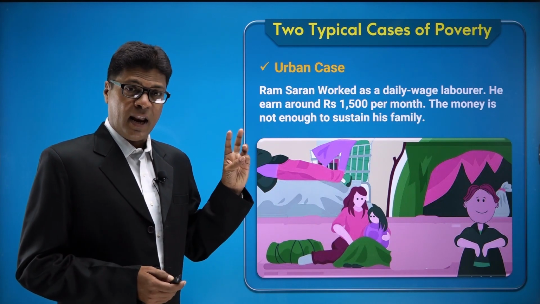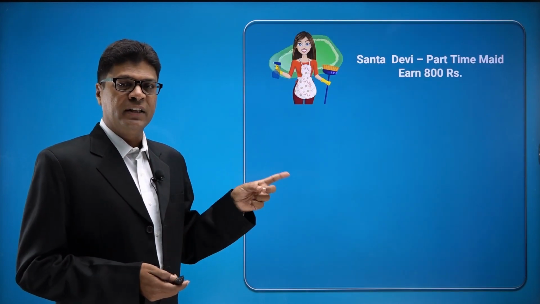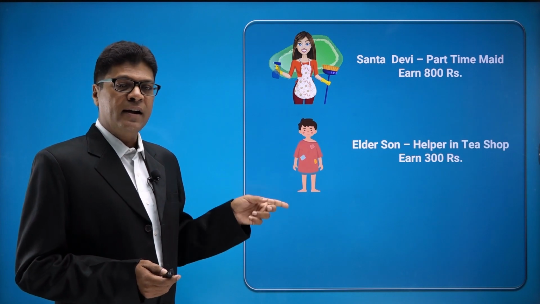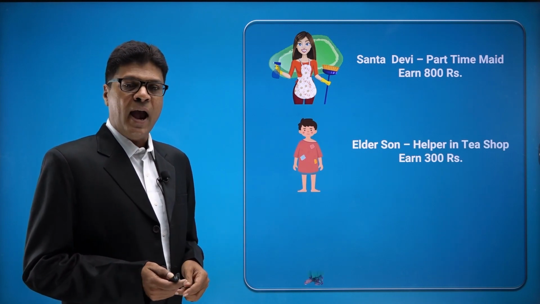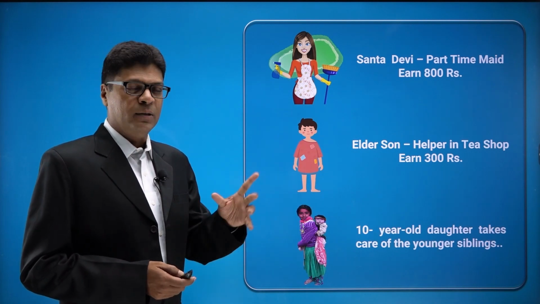Theek hai? And there are other members in the family which we discussed. His wife Santa Devi, a part-time maid, earned 800 rupees. His elder son, a helper in a tea shop, earns 300 rupees. And his younger daughter, who is 10 years old, takes care of the other siblings.